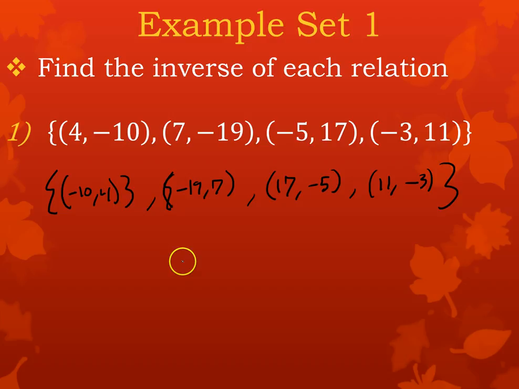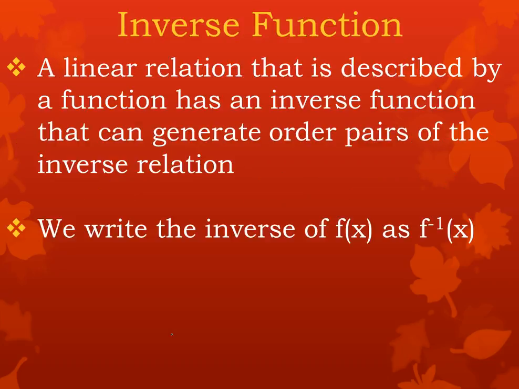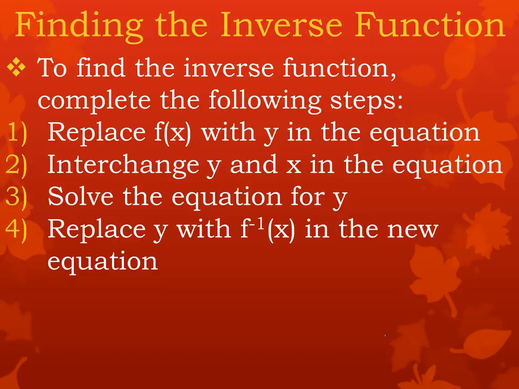And we're going to use this concept of swapping x and y's to find the inverse function given a linear function. A linear relation is described by a function, and an inverse function is what generates the ordered pairs of the inverse relation. So we're going to write our inverse as f to the negative 1 of x. That's our inverse function of f of x. And it's a 4-step process to finding this inverse function.